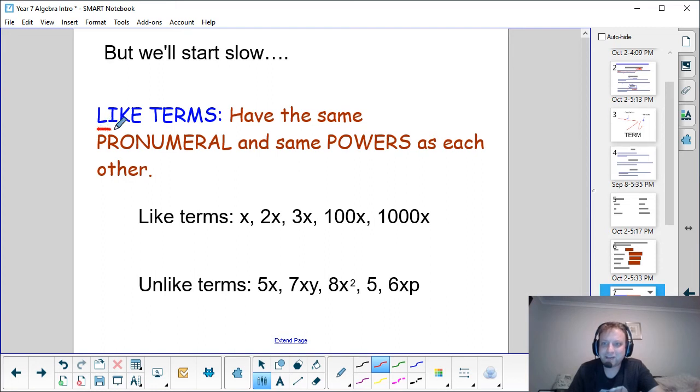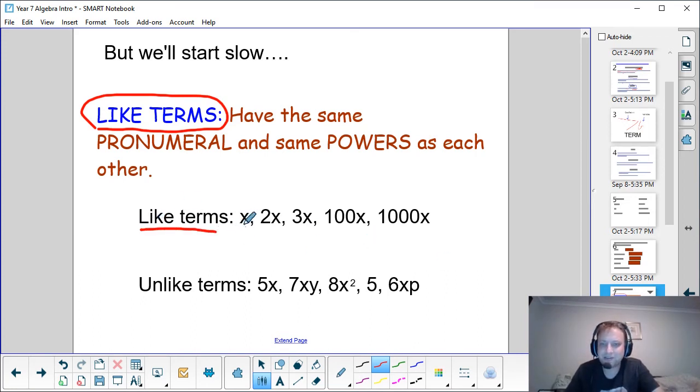So a like term is when your term, your algebra, has the same letter in it, and those letters have the same powers. You won't see any powers today, so don't worry too much. You're just looking for the same letter, right? The same letter means like term. Here is a list of like terms.